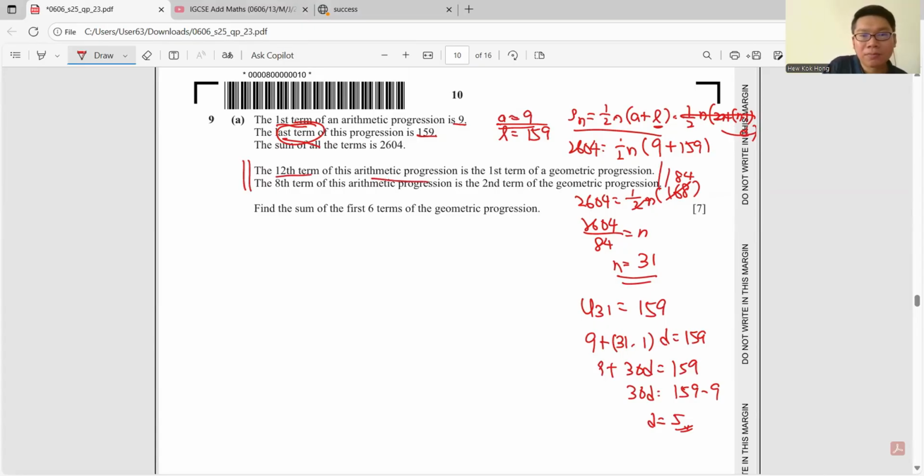So after I gather all the information of the AP, then the question continues with the AP 12 terms is the first term of GP. So the GP info appears. So I write down, this is under AP equals to GP. So here we use the AP formula, which is a plus n minus 1 d.